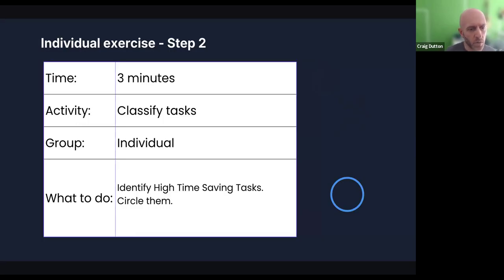Okay, so if AI was to do these for you, how much time would you save? If these ones are going to save you a lot of time, I want you to circle them. Okay, so for the next 3 minutes, just quickly go through that list and circle the ones that would save you a lot of time if you used AI to do them.